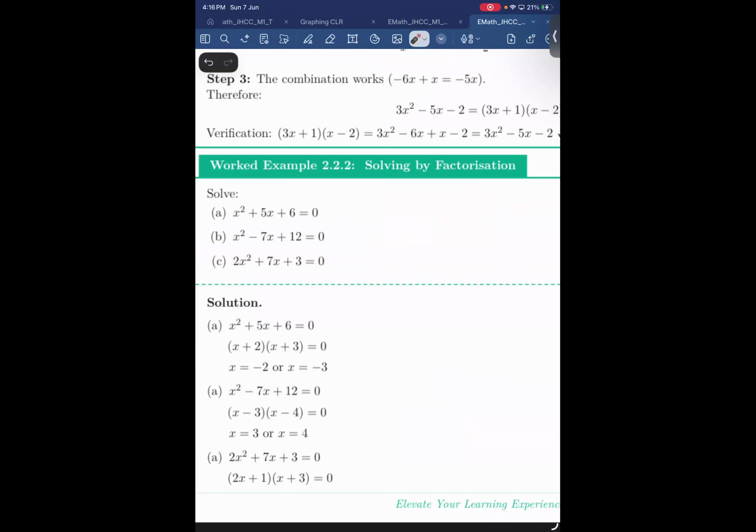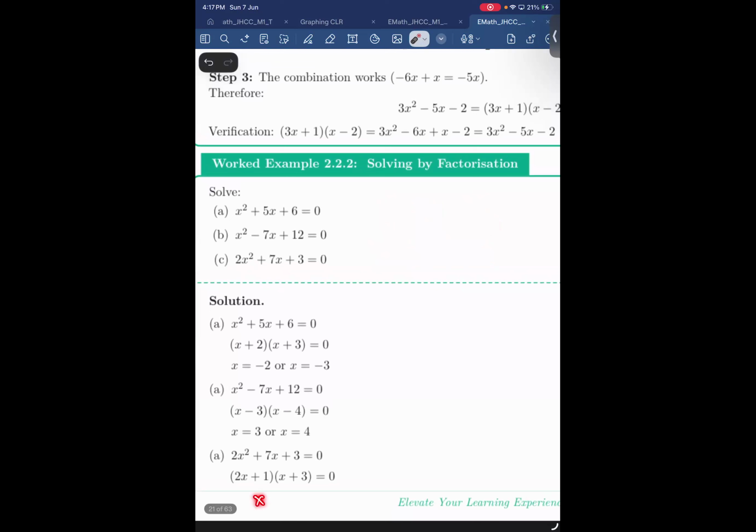Good. Then for part C, we have 2x squared, right? Then this is plus 3. Then you want plus 7x. It should be quite obvious also that this should be plus 3 and plus 1. Then this is plus x, this is plus 6x. You can see that it agrees with the answer when factorizing. Then x is minus half or x equals minus 3.